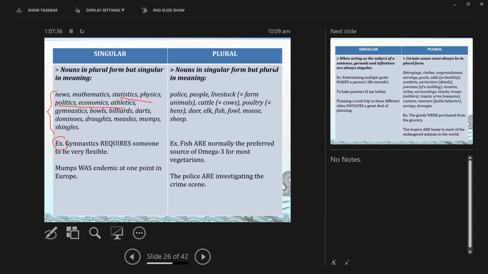Walang nagmatabang. Okay. So plural. Nouns in singular form but plural in meaning. Ito naman, singular yung form nila, but they are plural nouns. Why? Because they are collective nouns. They are pertaining to a number of people. Okay? So police. Pag sinabi mo police, you can't say polices. People, it means marami, right? Livestock, a farm of animals. So you can't say livestocks, you just say livestock.